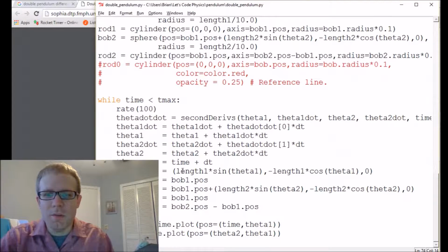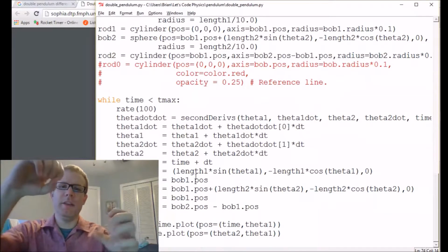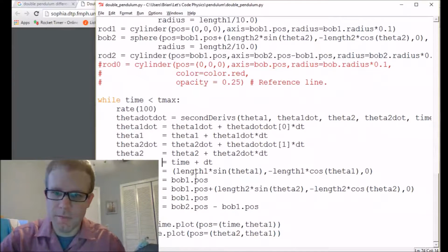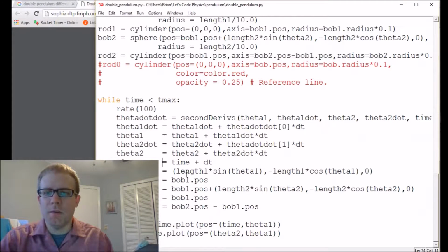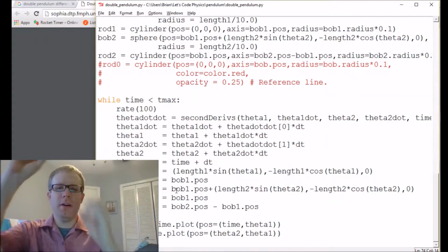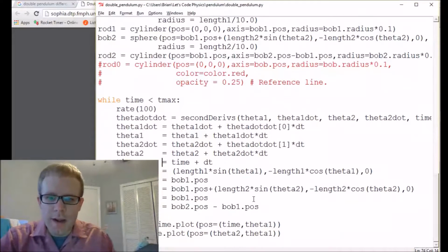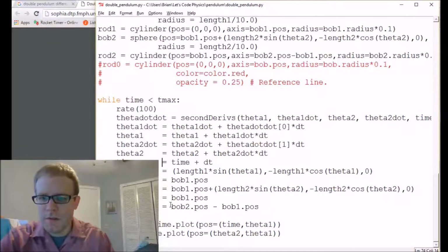Bob 1 dot pos equals length 1 sine theta 1, negative length 1 cosine theta 1. Right, that's not going to change. I mean that needs to be the same as it was for the single pendulum. Rod 1 dot axis equals Bob 1 dot position. Okay. Bob 2 dot position is equal to Bob 1 dot pos, so it needs to go out wherever Bob 1 dot pos is, and then go out length 2 sine theta 2, negative length 2 cosine theta 2. So this piece is the same as this piece with the ones replaced by 2's. Rod 2 needs to begin at bob1.pos, rod 2.axis. Okay.